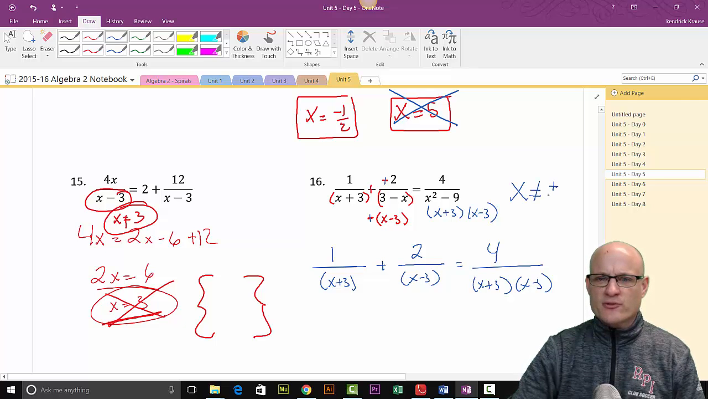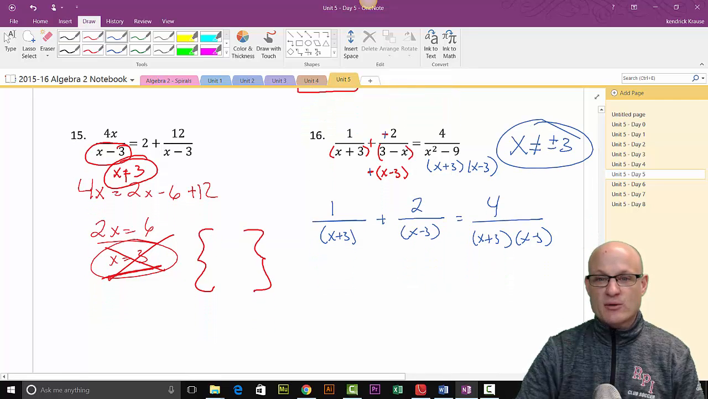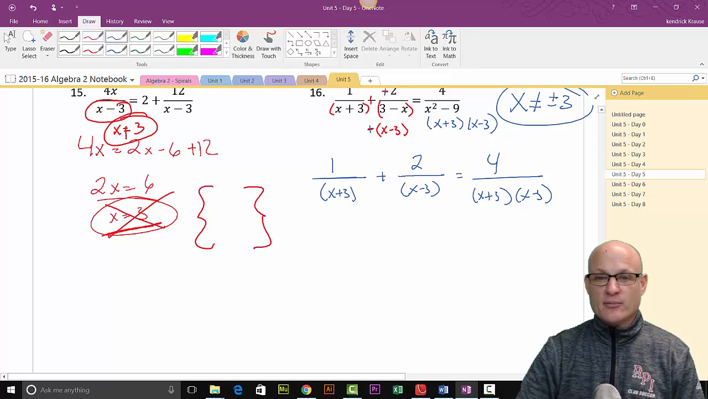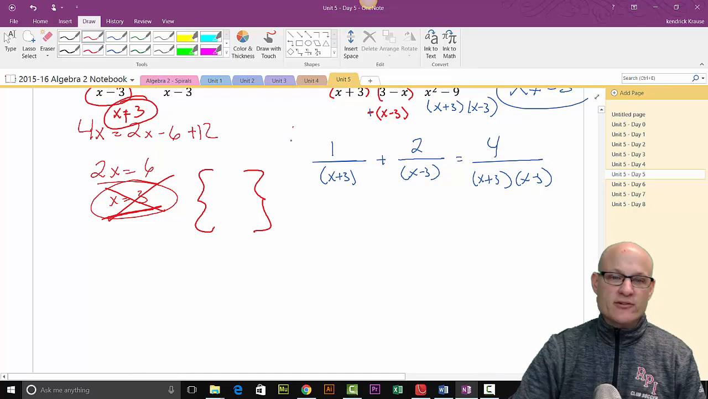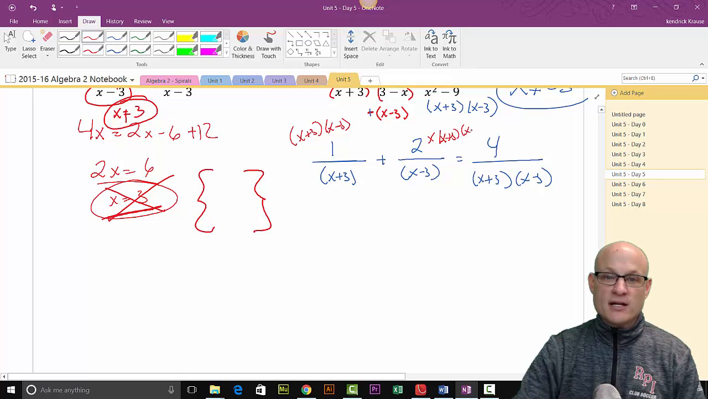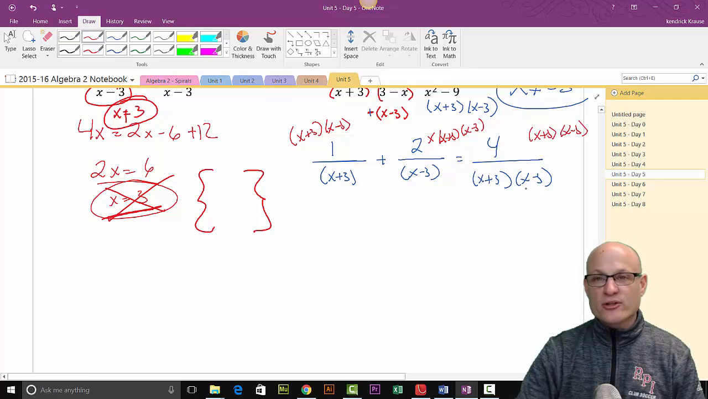The restrictions on the domain, Mr. Krause, are x equals plus or minus 3. So if I end up with one of those answers, I better cross it off. So anything with a 3 as a number needs to get crossed off. So my common denominator here is x plus 3, x minus 3. X plus 3, x minus 3. X plus 3, x minus 3. And yeah, that takes about 30 seconds to write.